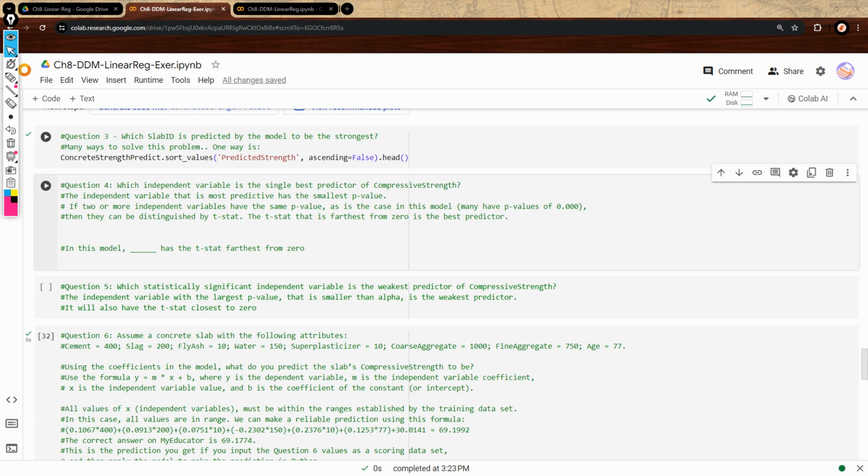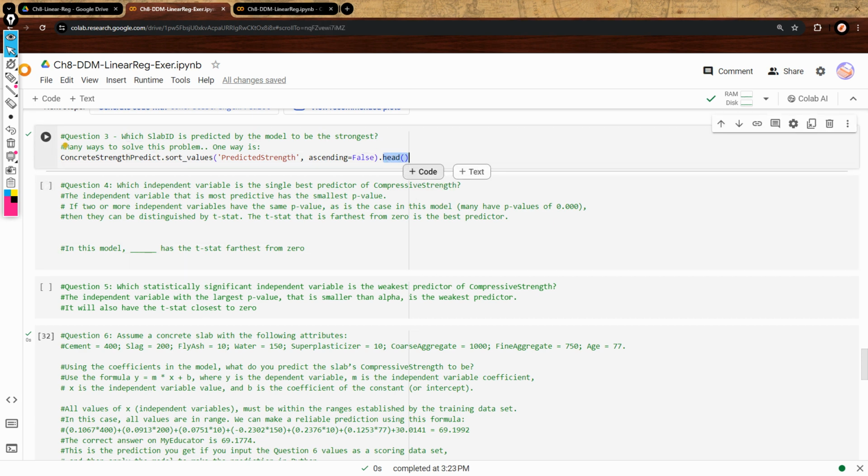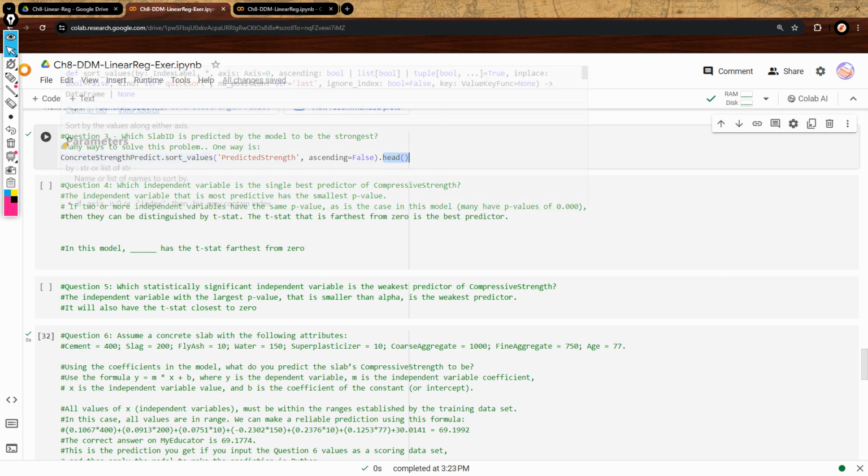You can also look at the first few rows, because they ask you for the strongest. So once again, there are many different ways to solve question number 3.